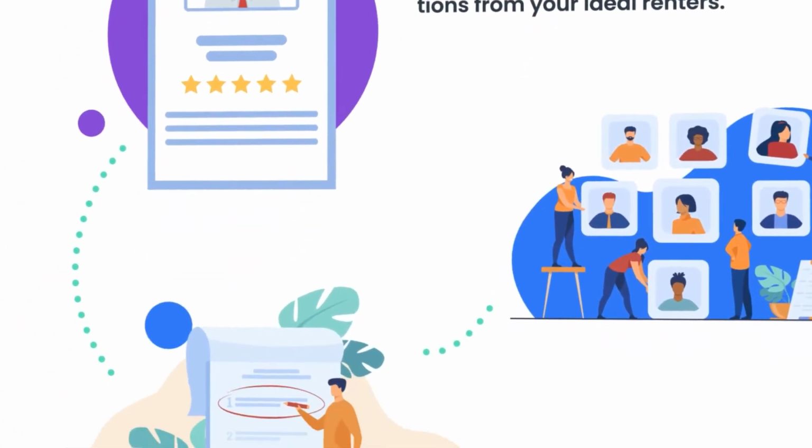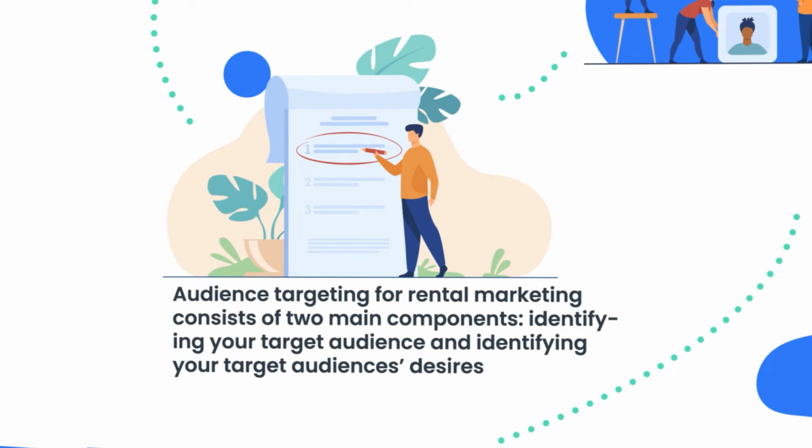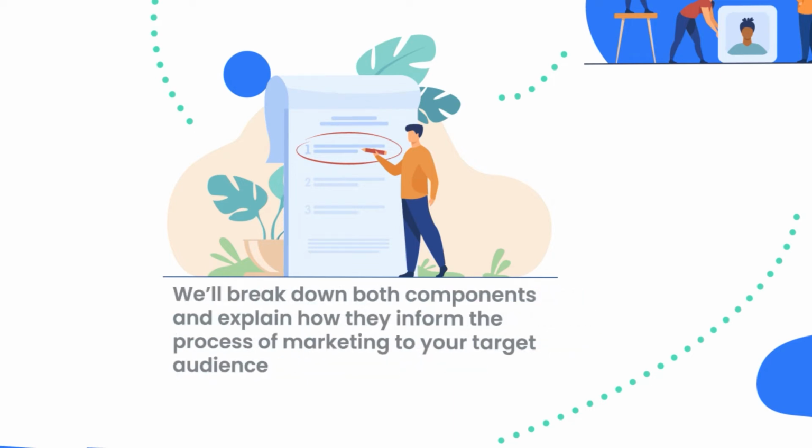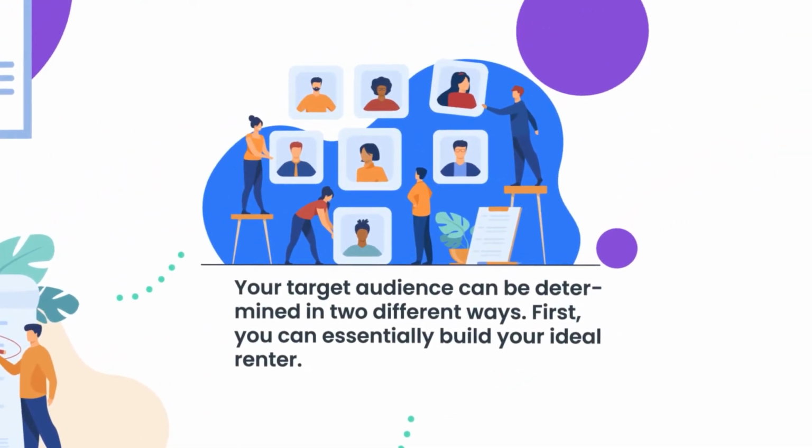Audience targeting for rental marketing consists of two main components: identifying your target audience and identifying your target audience's desires. We're going to break down both components and explain how they inform the process of marketing to your target audience. Your target audience can be determined in two different ways. First, you can essentially build your ideal renter. This can be based on who you think will be most qualified to rent your property, who you think will be most interested in renting the property, and/or who you've had the best experience renting with in the past.